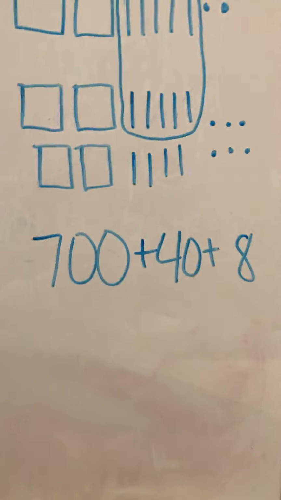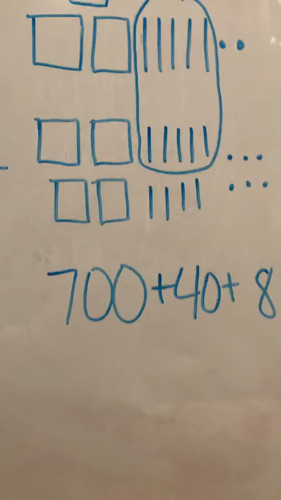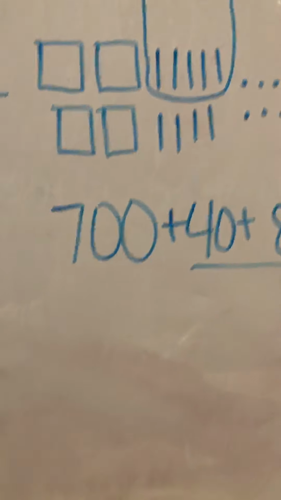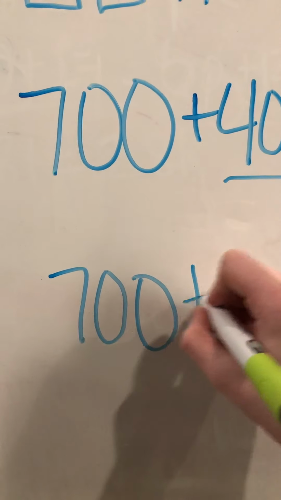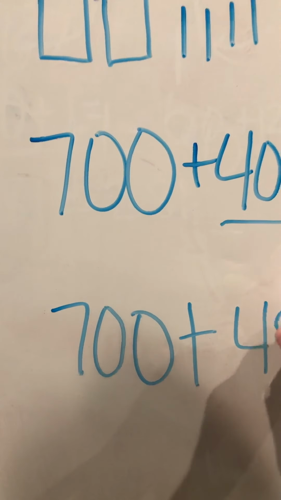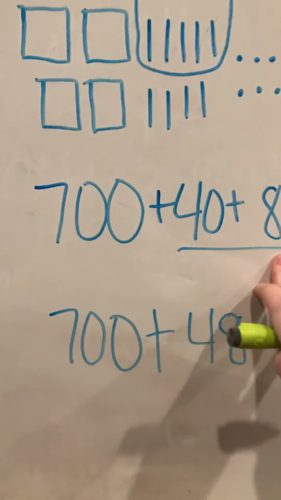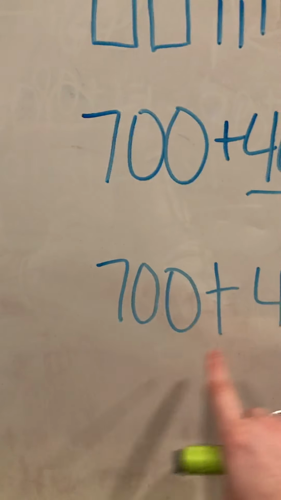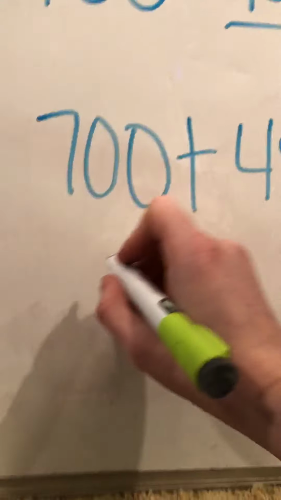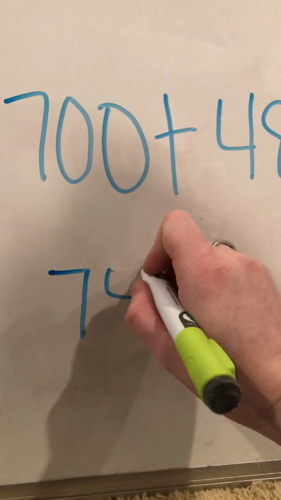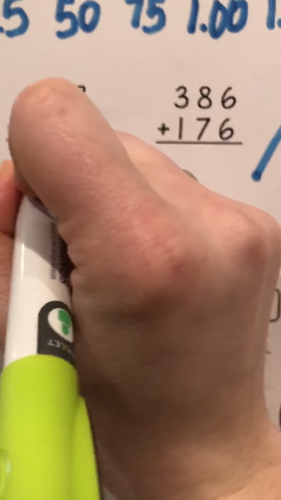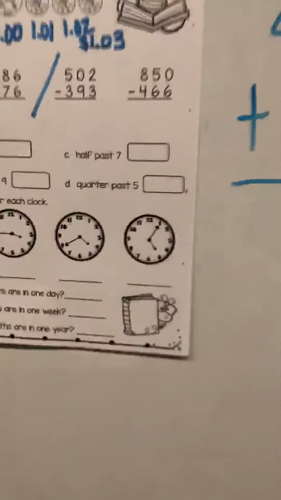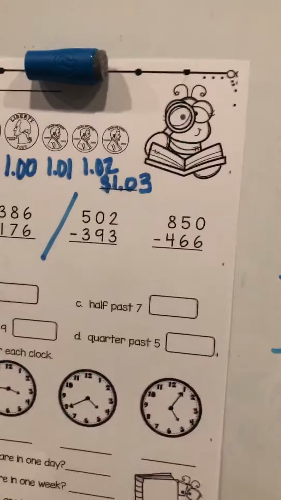And now this makes adding so much easier for us. So we can do 40 plus 8, and we can get 700 plus 48, because we added our 40 and our 8, and we got 48. So 700 plus 48 is 748. That's our final answer. So we can come over here and we can write 748 as our answer.